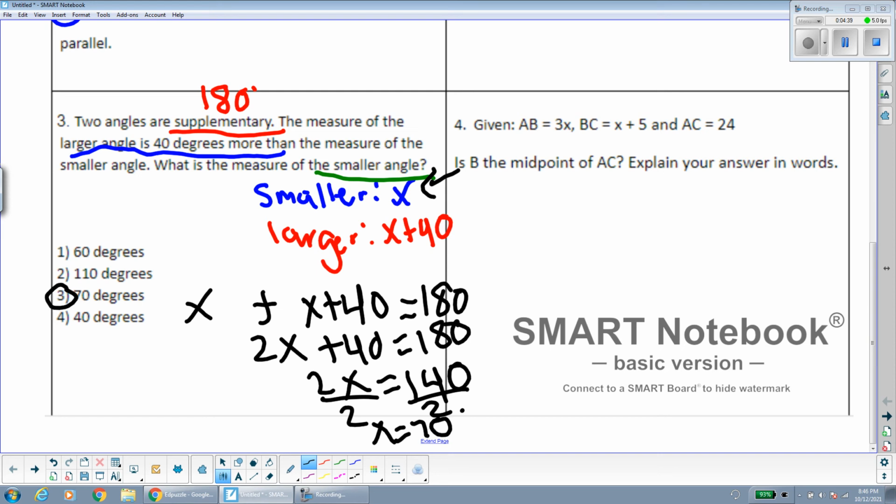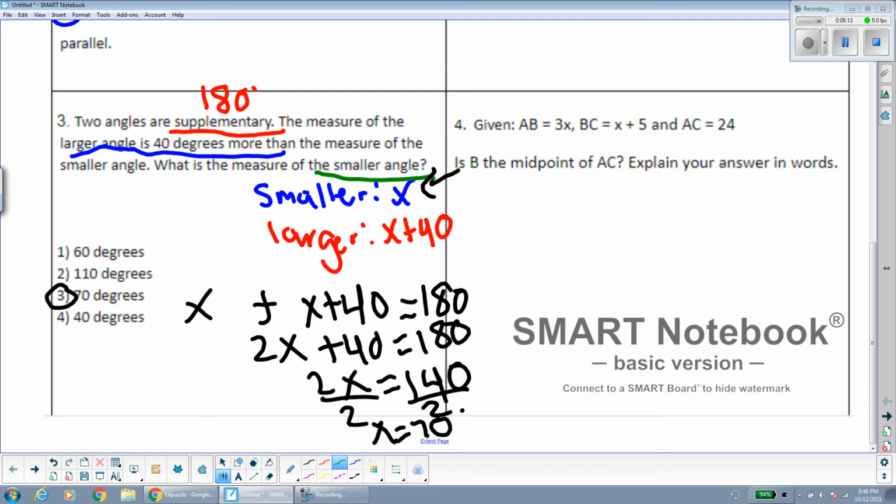For number 4, it gives us some information about a line segment AC that's split into two parts, AB and BC. And we need to answer, is B the midpoint of AC, and explain our answer in words. So it doesn't matter how many words you have or what exactly you did here, as long as you had the correct answer and you had some explanation or some work to back it up. So let's go over one approach for doing this.